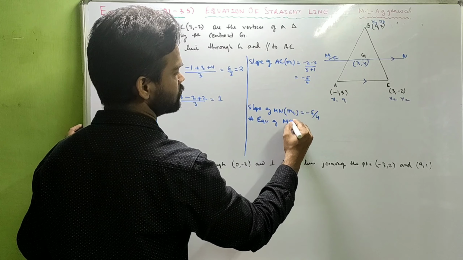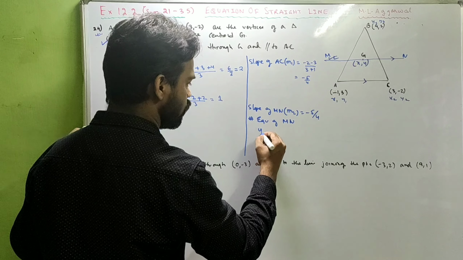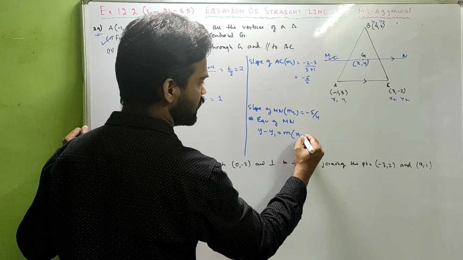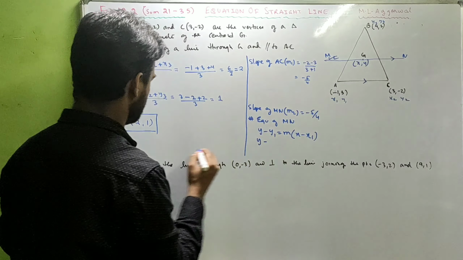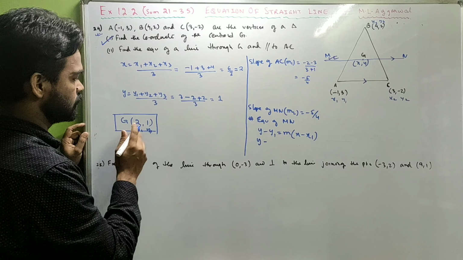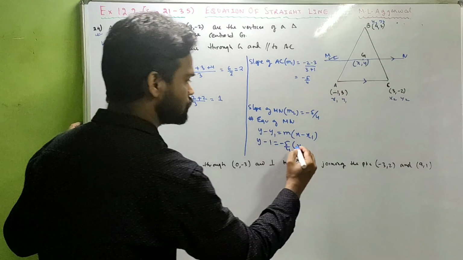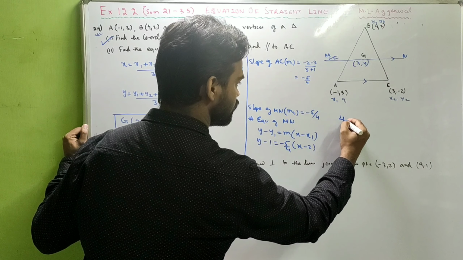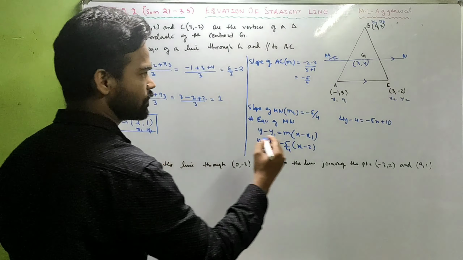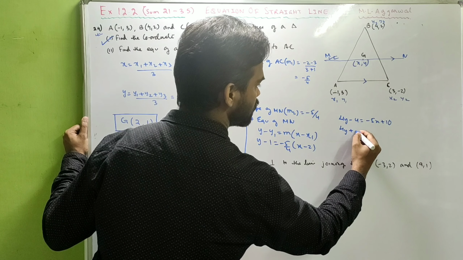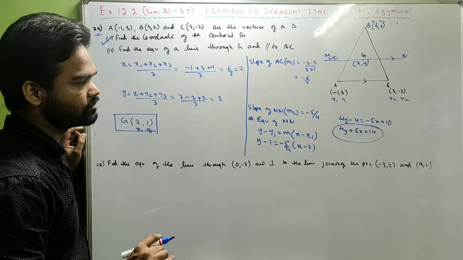Equation of MN, the line MN which is parallel to AC passing through G, will be y minus y1 equals m times (x minus x1), isn't it? Which is y minus 1 equals minus 5 by 4 times (x minus 2). Now just simplify this. This is 4y minus 4 equals minus 5x plus 10, isn't it? So that's 4y plus 5x equals 14. So that's my equation. Done.